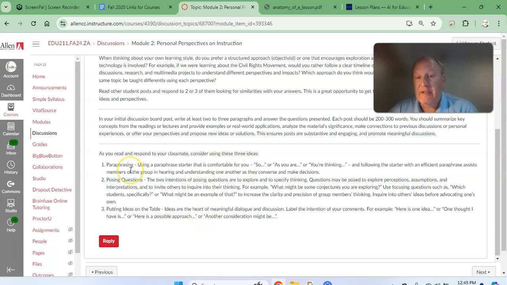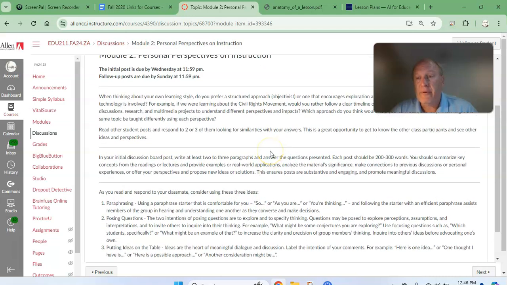You should be paraphrasing what you saw, so the person that wrote it can read your response to make sure that you're interpreting it the same way they did. You can pose questions. You can do clarifying questions. You can also extend and put ideas on the table. So that's kind of how we're going to interact in discussions.